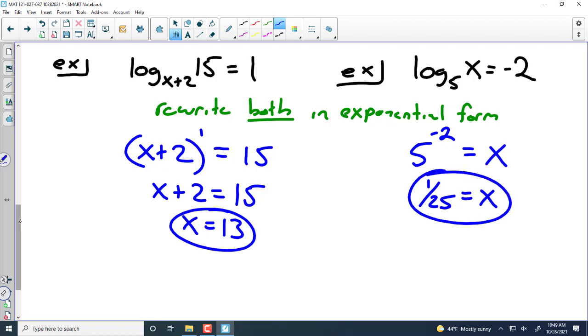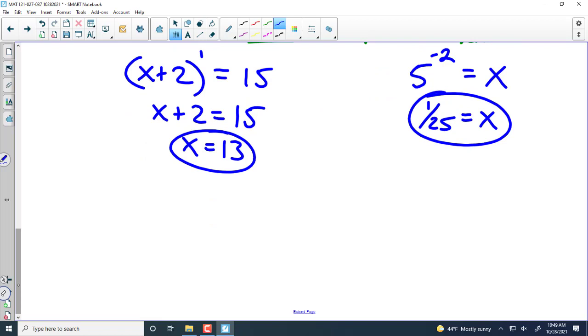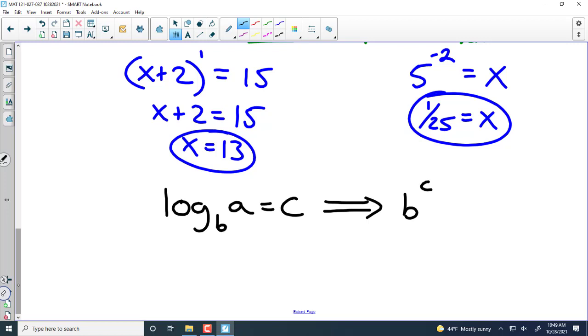Those problems will give you a big headache unless you remember what you're supposed to do. And what you're supposed to do is this. You see something like this, then you rewrite it like this. That's the secret.